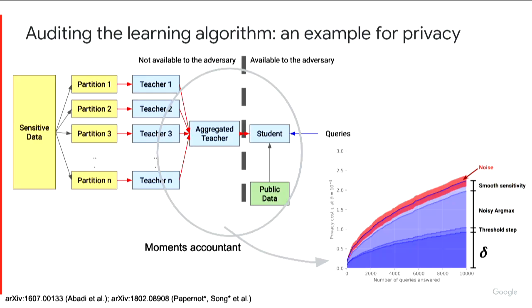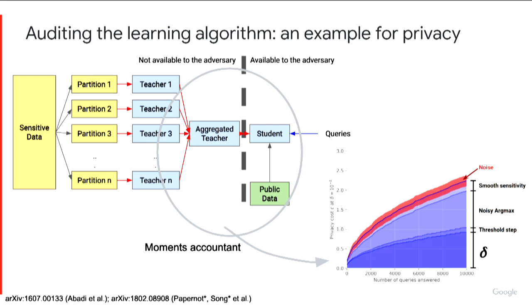So let me give you a few quick examples. So in privacy, in the approach that I presented, you can see how logging the individual teacher votes is a good way to audit how the privacy-preserving mechanism is working, right?